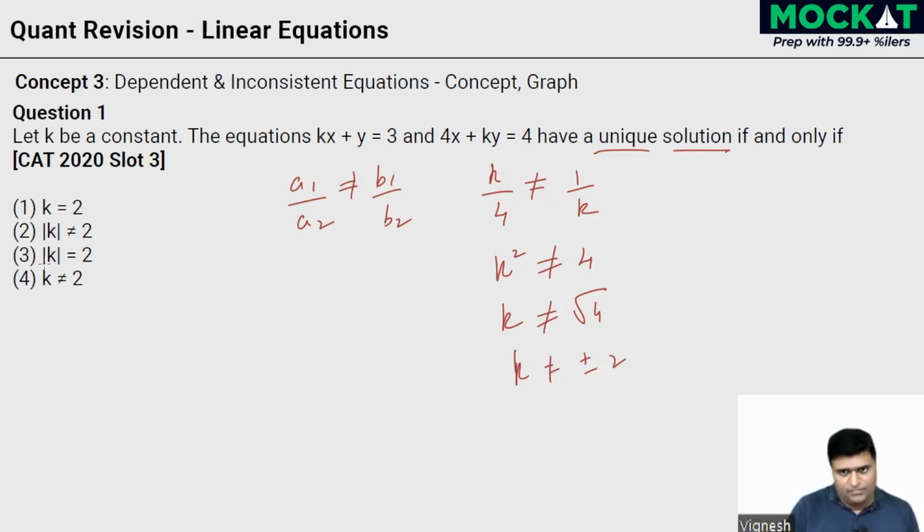So therefore, k is not equal to 2 is partially covering it. But modulus of k is not equal to 2 is what is fully covering it. Because if I put a plus 2, it satisfies. Minus 2 also, it satisfies. It should not be equal to it. So therefore, modulus of k is not equal to 2 is the correct answer over here. This is only partially satisfying.